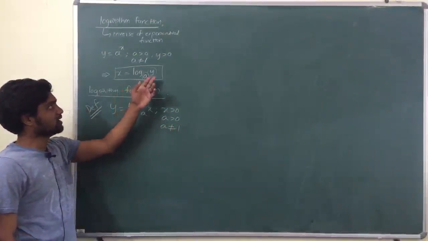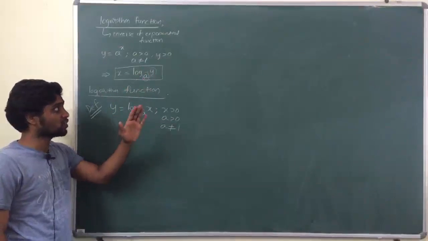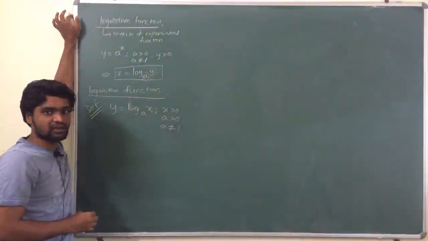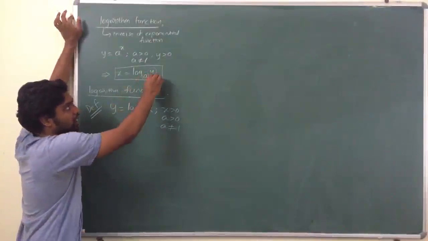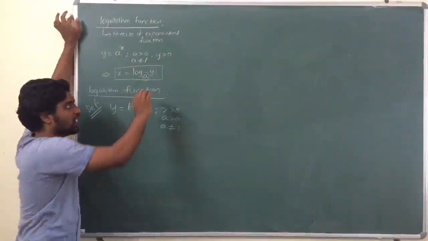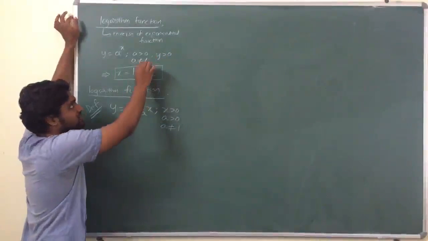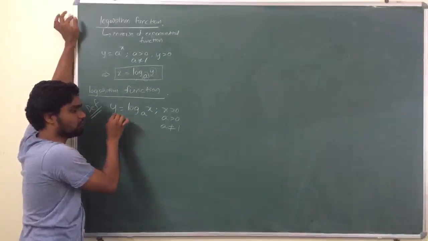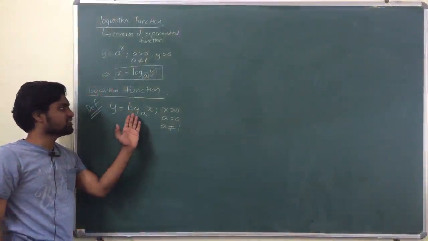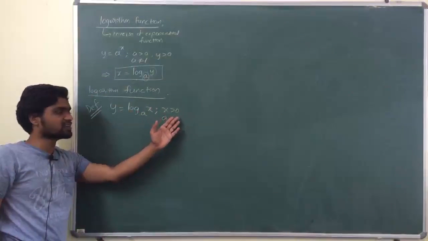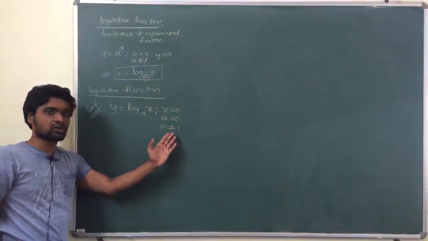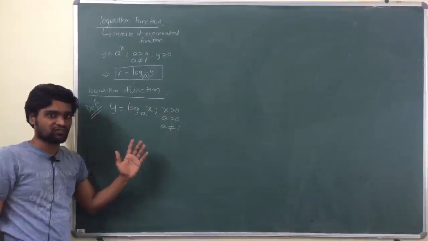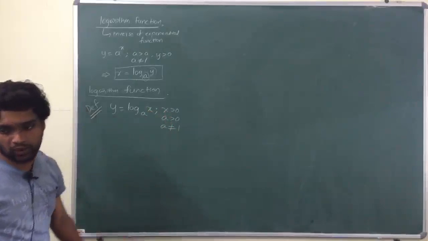Sir, earlier you told y is greater than 0. It's not like that. Here, where is y? In the place of the argument, right? So the argument is greater than 0. Remember that: the argument of a logarithm is greater than 0, and the base is greater than 0, not equal to 1. That's what we have written here. So all these conditions should be satisfied for the logarithm to be defined.